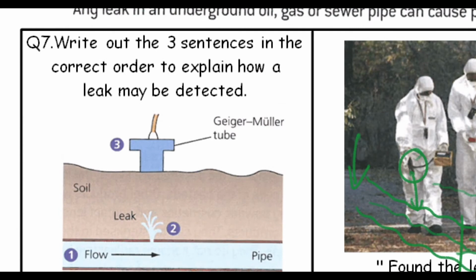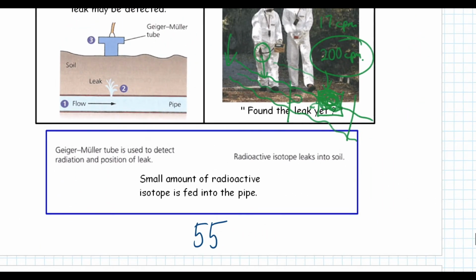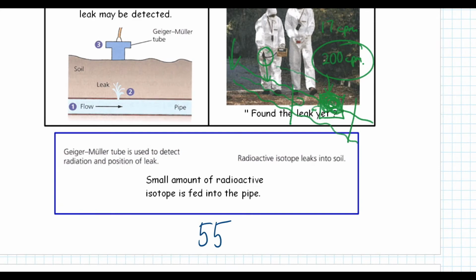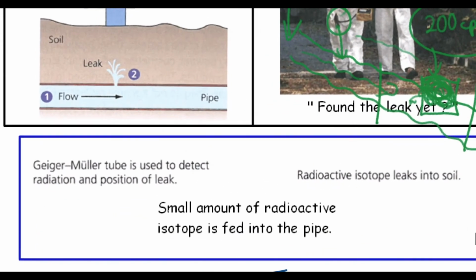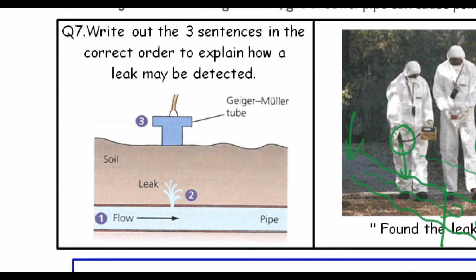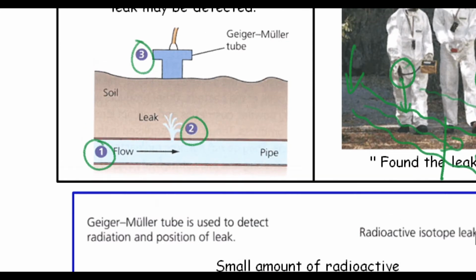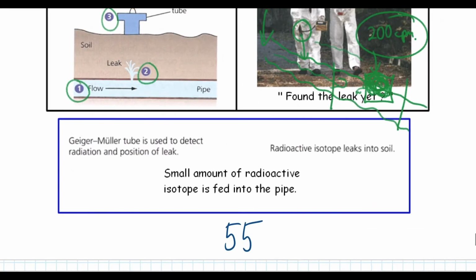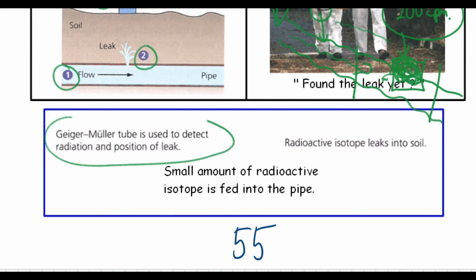So, write out the 3 sentences in the correct order to explain how a leak may be detected. You're going to use these 3 sentences here, and you've got 3 numbers 1, 2 and 3 to help you. Number 1, that's where the radioactive source is injected, 2 is where you got the leak, and 3 is the detector. So all you've got to do is number these 3 sentences 1, 2 and 3.